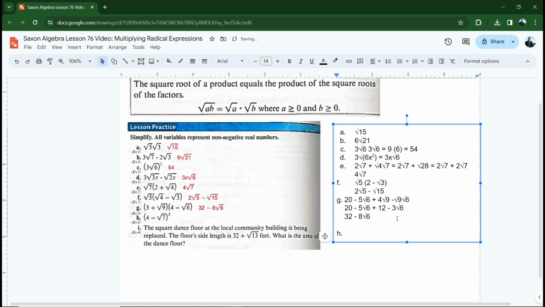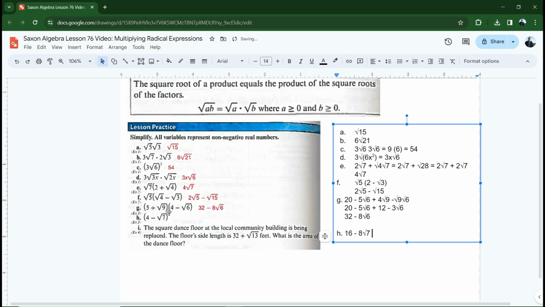Letter H. For this one, 4 minus the square root of 7, squared. Why, if I wanted to, I could use one of those special products on this one. Remember, if you have a number squared, the result always is the same thing. It's the first number squared, 16, plus 2 times the first number times the last number. So it's going to be 2 times 4 is 8 times square root of 7. And this is technically negative square root of 7, so I'm going to have to multiply that. So 2 times 4 is 8 times the negative square root of 7 is minus 8 square root of 7.